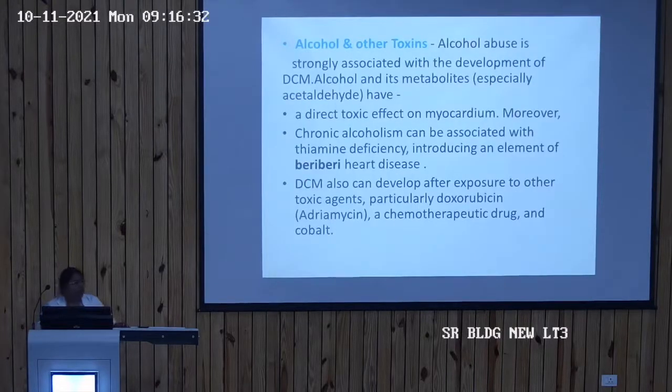Thirdly, alcohol and other toxins. And alcohol abuse is strongly associated with dilated cardiomyopathy because alcohol and its metabolites have a direct toxic effect on myocardium. And chronic alcohol use is also associated with thiamine deficiency, which causes beriberi heart disease, which very much resembles dilated cardiomyopathy. It can also be related to the drug adriamycin.